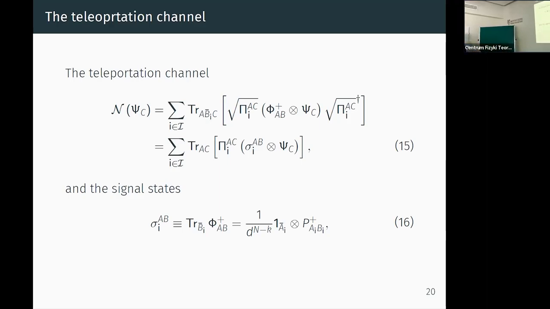In this expression, there appear so-called signal states, which are maximally entangled states between ports A_i and B_i, and maximally mixed states on all A ports apart from i. I will draw it because it's not so intuitive. So here is port i, B plus, and these are maximally mixed states, and here is the maximally entangled state, and this is sigma i. All right.